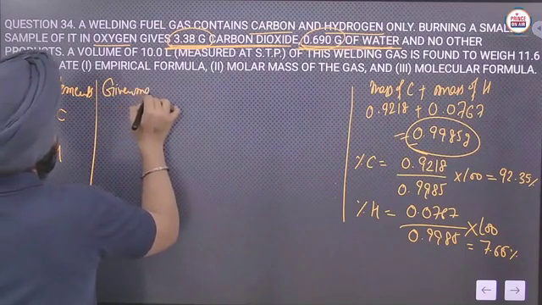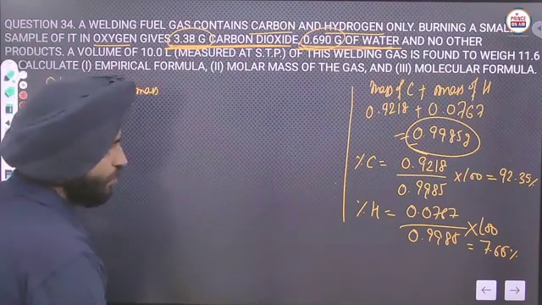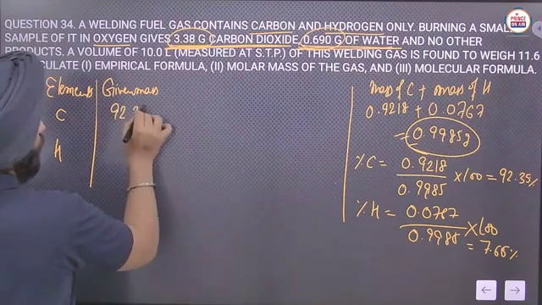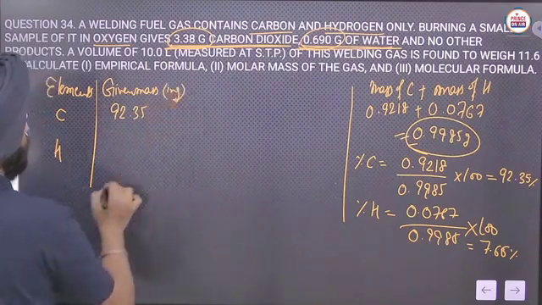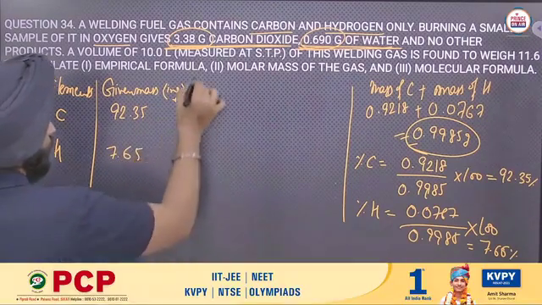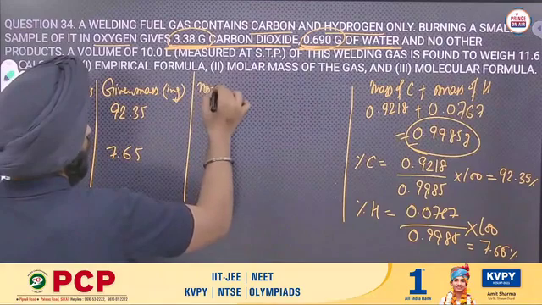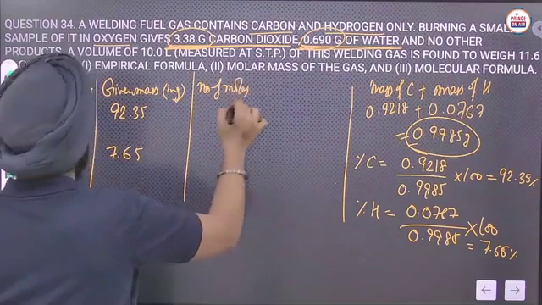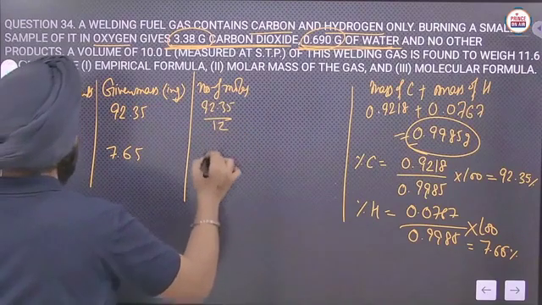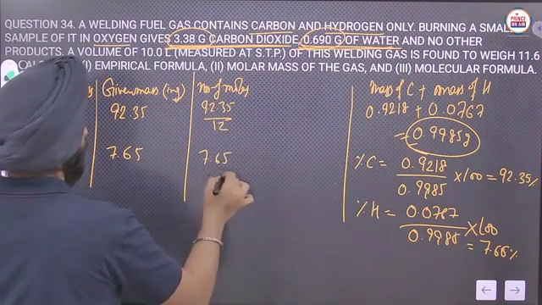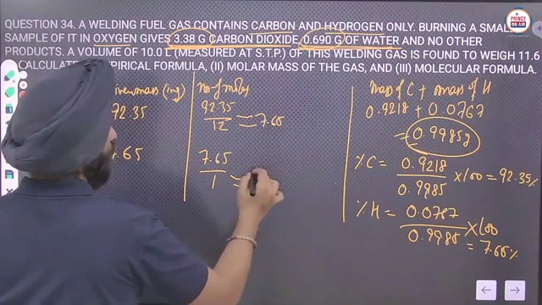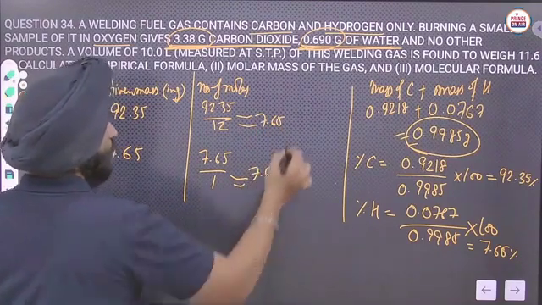If the full sample is made up of 100 gram, the mass of carbon will come out to be 92.35 gram, and that of hydrogen will come out to be 7.65. Now number of moles. For carbon 92.35 upon 12, for hydrogen 7.65 upon 1. So both will come out to be 7.65. Here also 7.65. So whole number ratio.